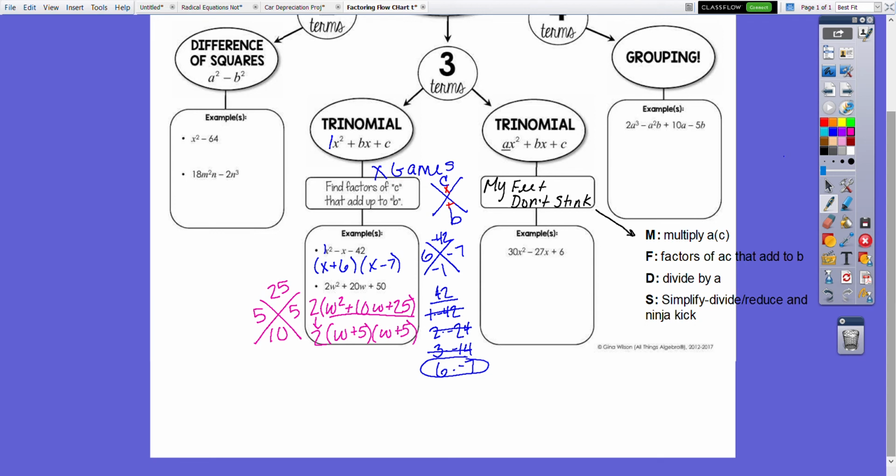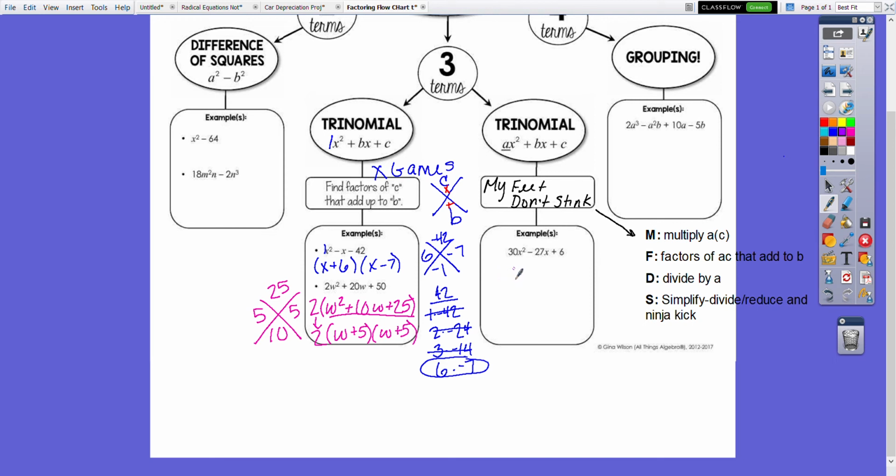All right, so now let's look at what happens when I have a trinomial that has 3 terms, but I do have a number in front of the x squared. That's where we talk about A greater than 1. And this is where we use my feet don't stink. And remember that for my feet don't stink, M means we're going to multiply A times C. F stands for we need to find factors of AC that add to B. D stands for we're going to divide by A, and S means we simplify or reduce any fraction and we ninja kick something to the front. So let's go through a problem and see what happens.